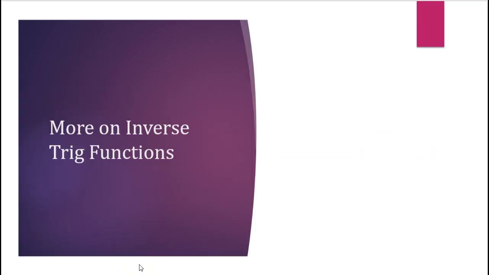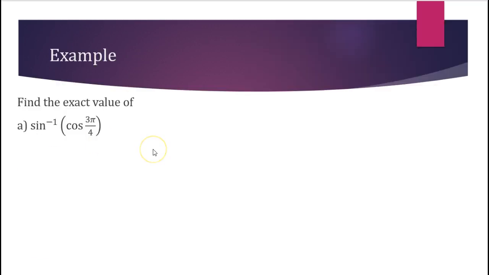Alright, let's go ahead and do a little bit more on inverse trig functions. In this example, we want to find the exact value, so we're looking at a composition. So we have sine inverse of cosine of 3 pi over 4. Earlier we looked at when sine inverse was right next to sine, but now this is a completely different trig function, so we're going to go about this in a different way.